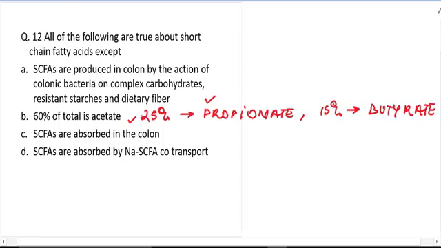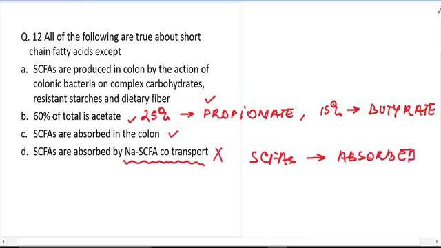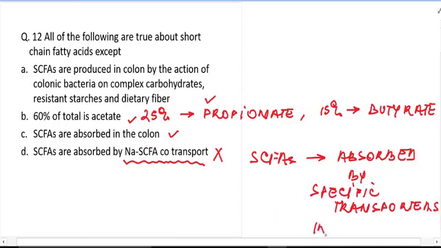These are absorbed in the colon. Yes, this is also true. Now, are they absorbed by sodium short-chain fatty acid co-transport? No. How are SCFAs absorbed in the colon? They are absorbed by specific transporters. There are specific transporters present in colonic epithelial cells.